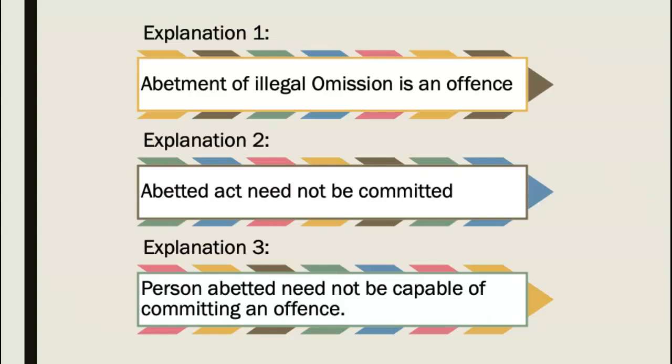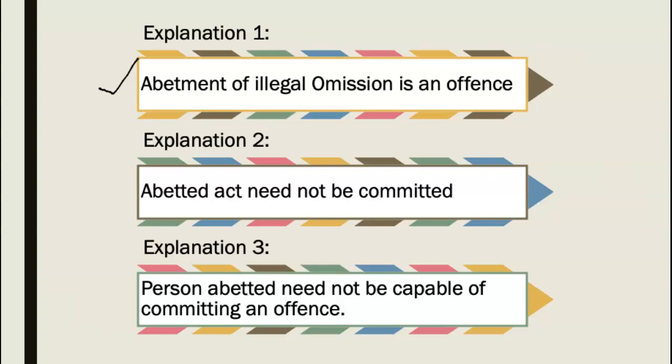Explanation 1 to section 108 basically states that abetment of illegal omission is an offense. That means the abetment of the illegal omission of an act may amount to an offense, although the abettor may not himself be bound to do that act. Let's say a private person P instigates a police officer Q to leave the scene of a cognizable offense, which is his duty to prevent, and he cannot leave that particular crime scene. Here the policeman is guilty of illegal omission and the private person is guilty of abetting the police officer.